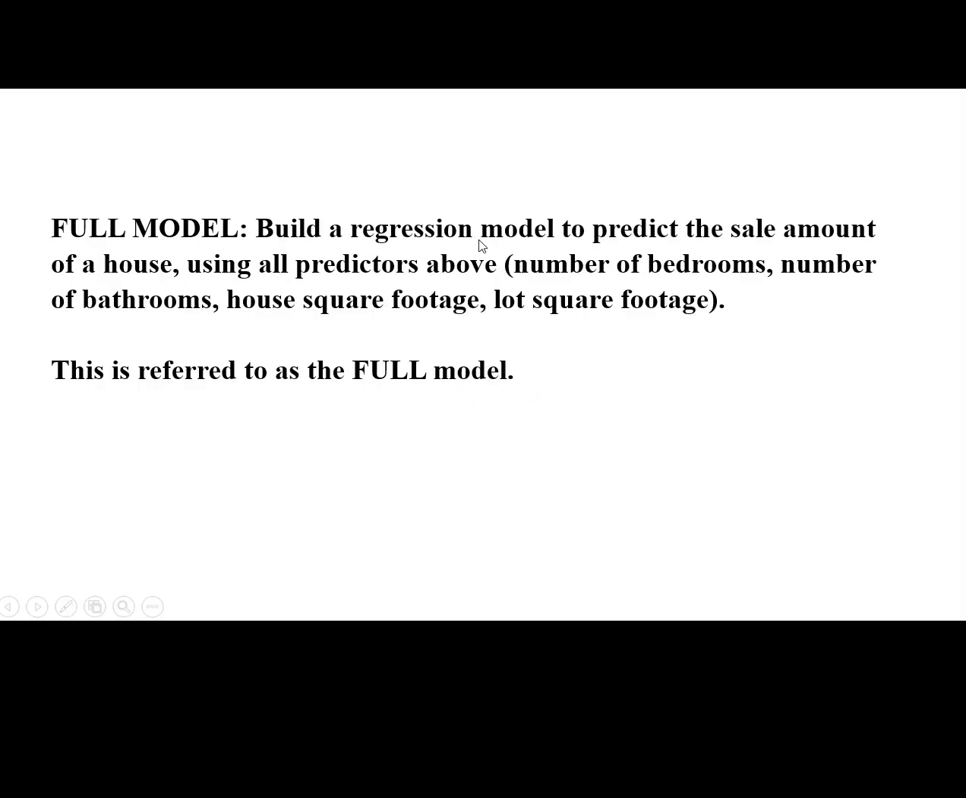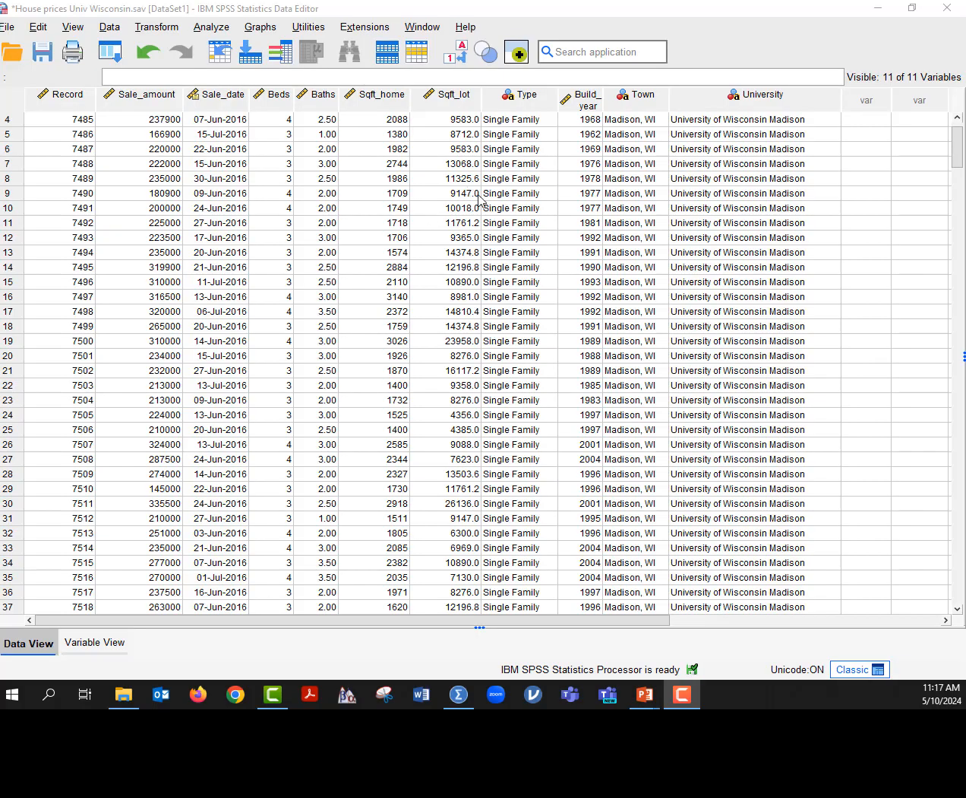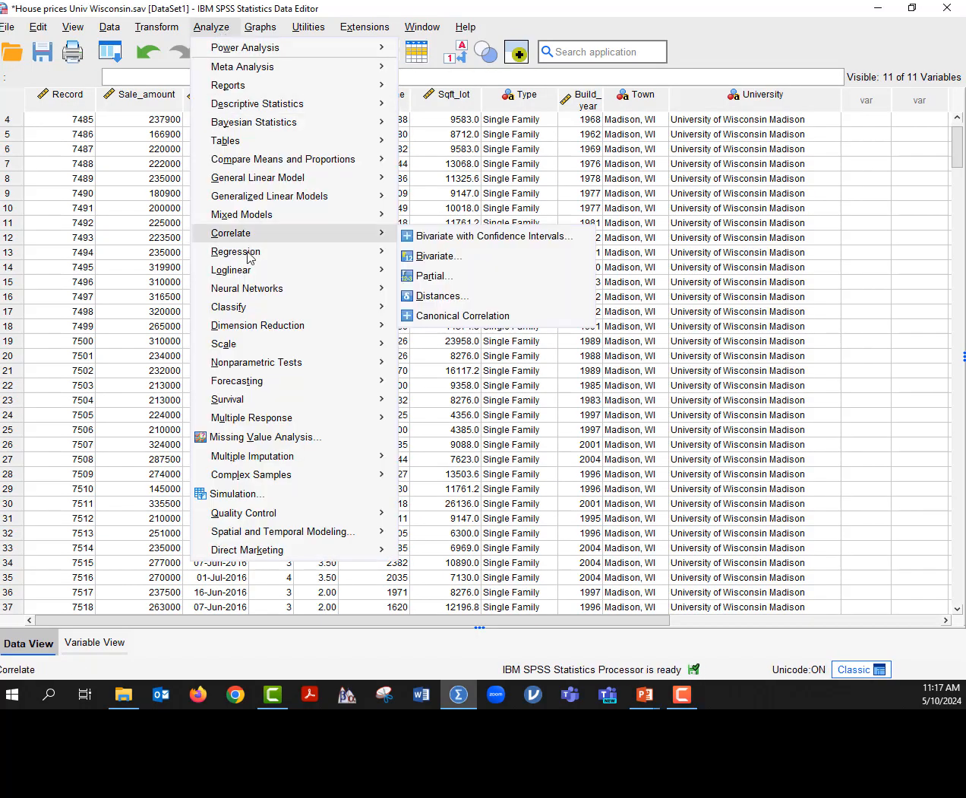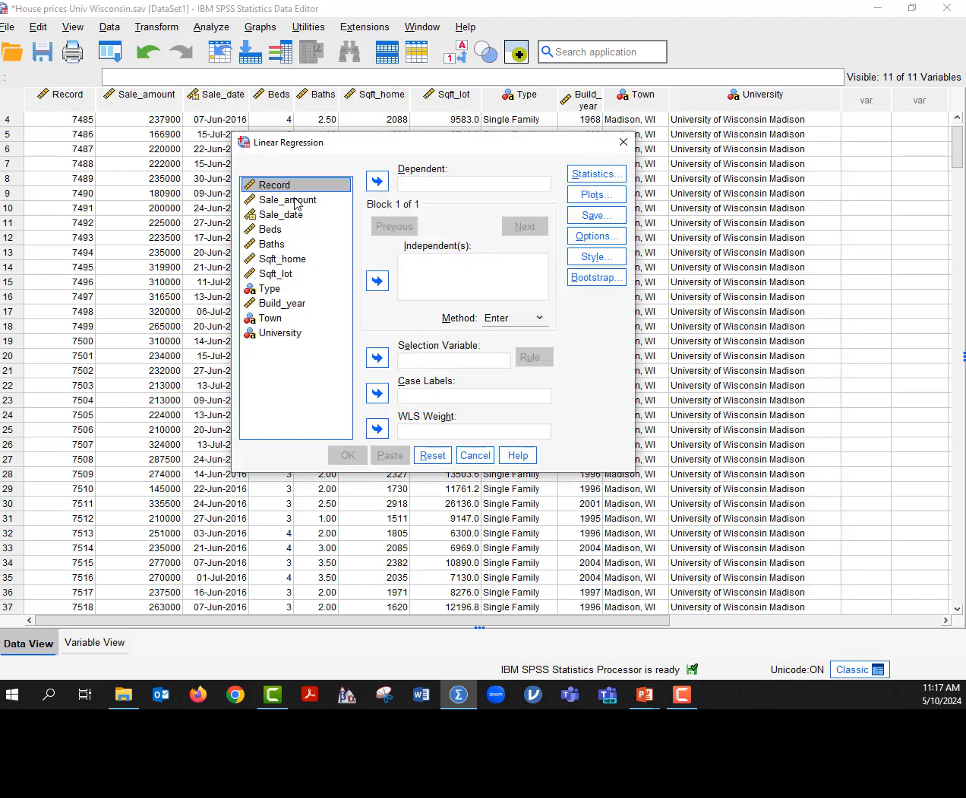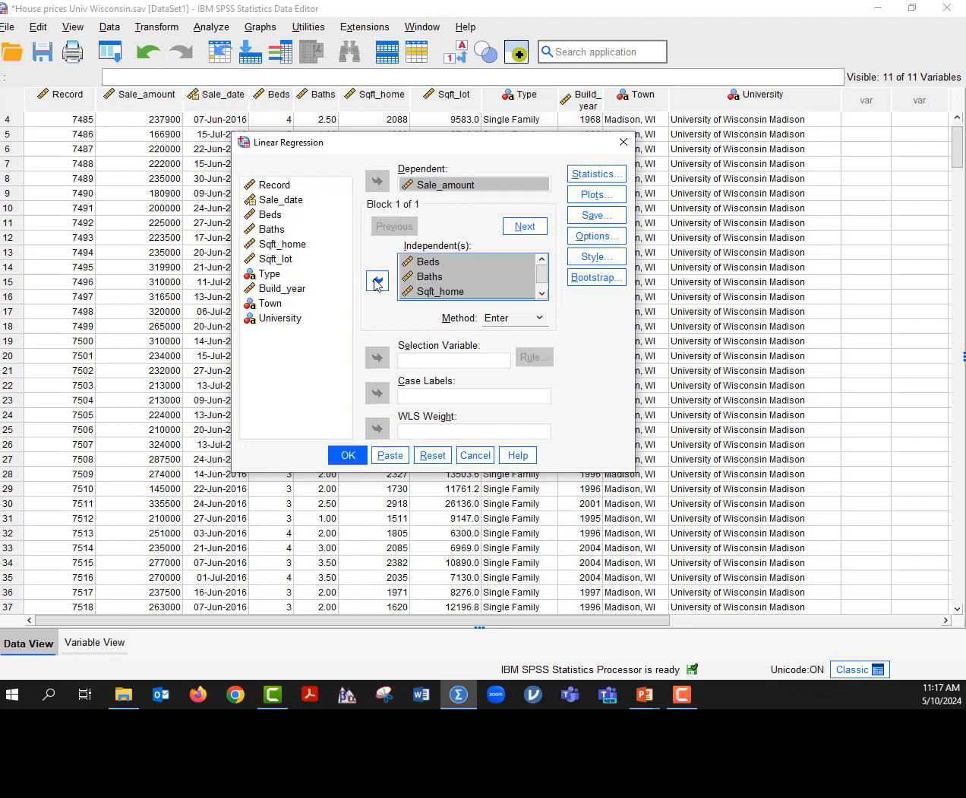So now we're going to build a regression model to predict the sale amount of a house using all the predictors that we just talked about. And this is going to be referred to as the full model. Okay, let's go to Analyze, Regression, Linear. I'm going to bring the sale amount over as my dependent variable. I'm going to bring these independent variables over, put them in the independent box.